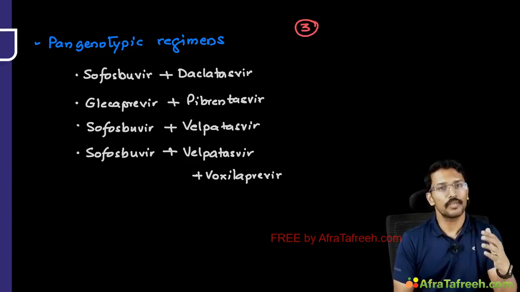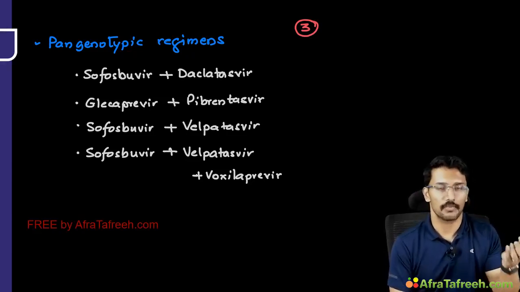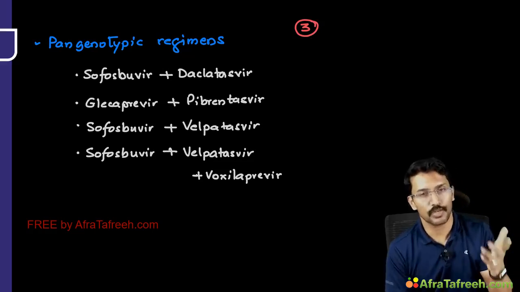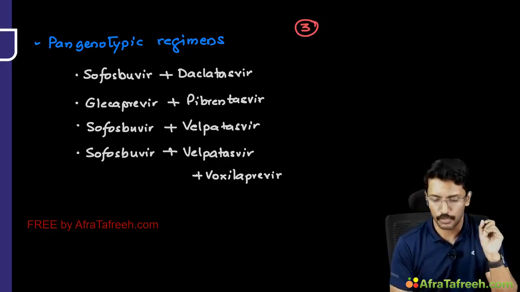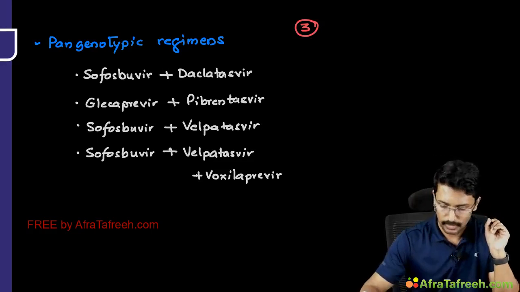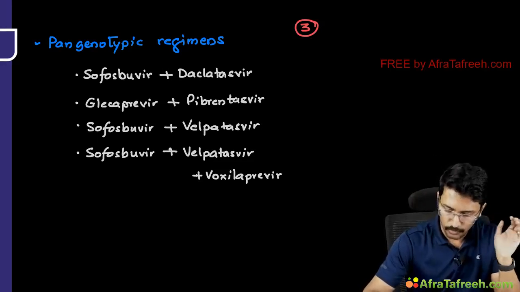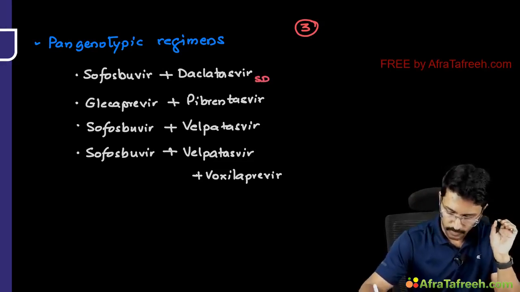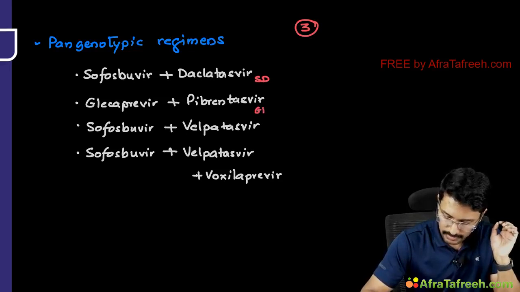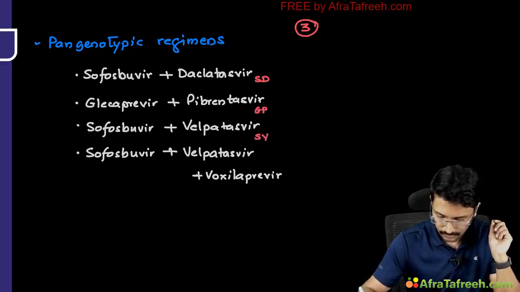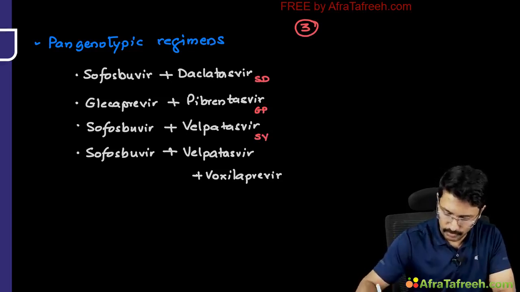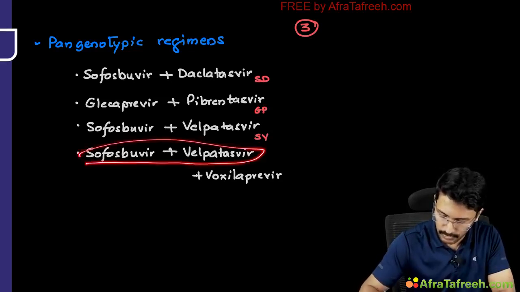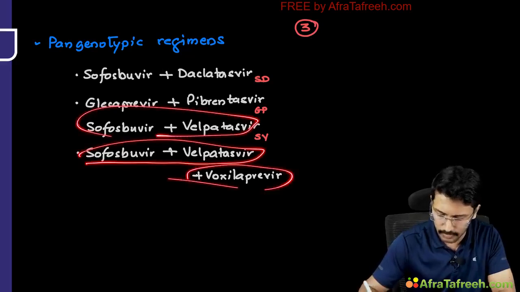Now, how do I remember that these are pangenotypic regimens? Because that's going to be the question: which of the following regimens is a pangenotypic regimen? How to remember? I'll give you a mnemonic. You can simplify sofosbuvir, daclatasvir as SD, glecaprevir and pibrentasvir as GP, sofosbuvir and velpatasvir as SV, right? The fourth one is pretty simple. Sofosbuvir, velpatasvir is already pangenotypic. We're just adding one more there, right?